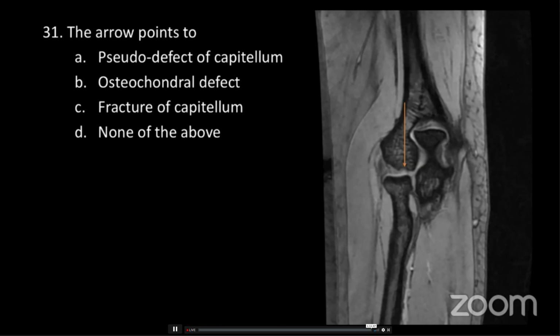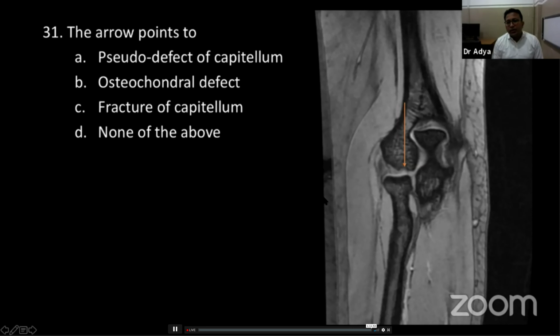So 75% of people are saying it's option A. Yes, that's correct. This is the pseudodefect of capitellum. So how to differentiate it from an osteochondral defect or fracture of capitellum? The radiocapitellar joint is predominantly an anterior part of the elbow joint. Now here we can see where we are located, because we are looking at almost the whole of the olecranon process as a single structure. So that means we are far posterior.